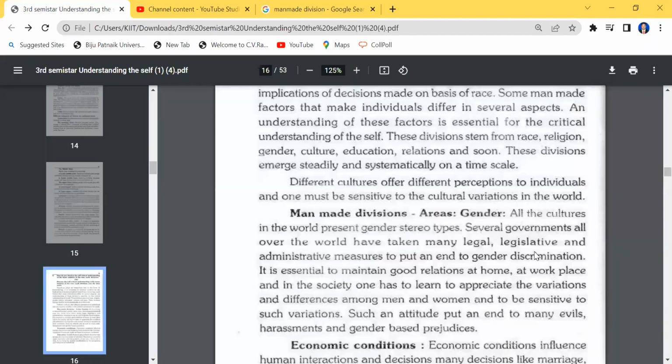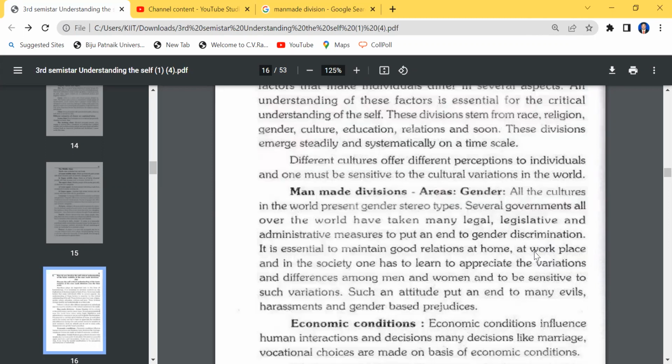When I come to the man-made divisions, several governments have also taken decisions, taking many legal, legislative, and administrative measures to put an end to discrimination.